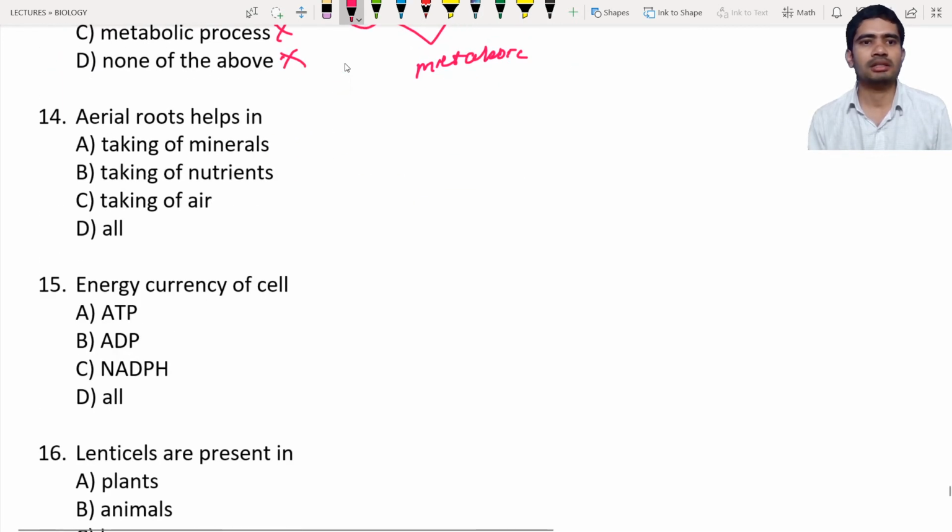Next is 14th. Aerial roots help in which, what is their role? First option is taking of minerals. Even the roots also absorb soil water plus minerals and so on. But what they are asking about is the aerial roots' importance. The main function of the aerial roots is to absorb the air. Hence we cannot go for this option. Next is taking up the nutrients. It is also not the correct answer. Why? Because they are related only with the air. So taking of air, yes, it is correct. Option D, all. If option C is correct, D could not be the correct answer. Hence we can go for option C. The 14th one is C.